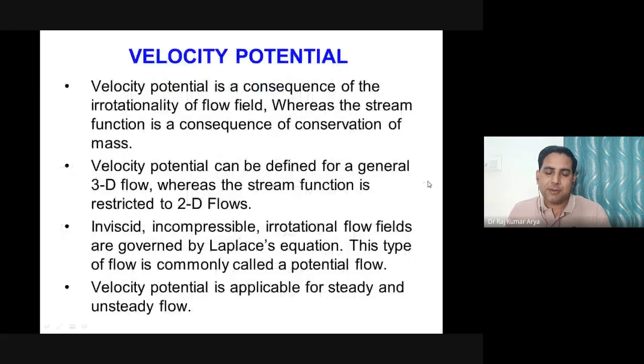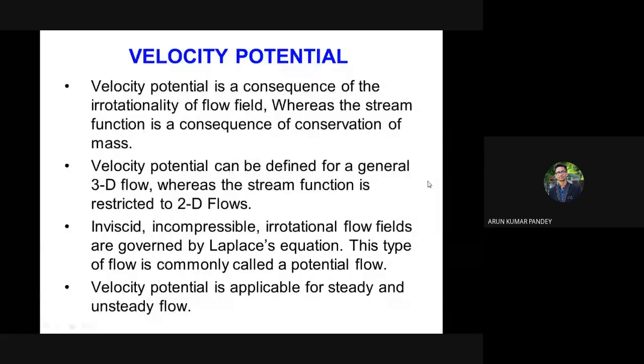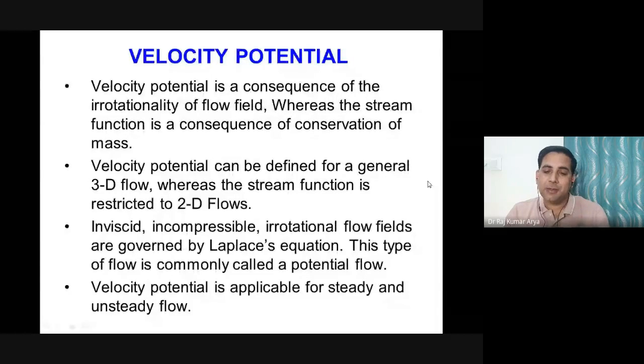Now, this is what in general you have here. Velocity potential is only the consequence of irrotational flow, whereas the stream function is the consequence of conservation of mass. Second part, velocity potential can be defined for 3D flow. However, stream function can be defined only for 2D flow.